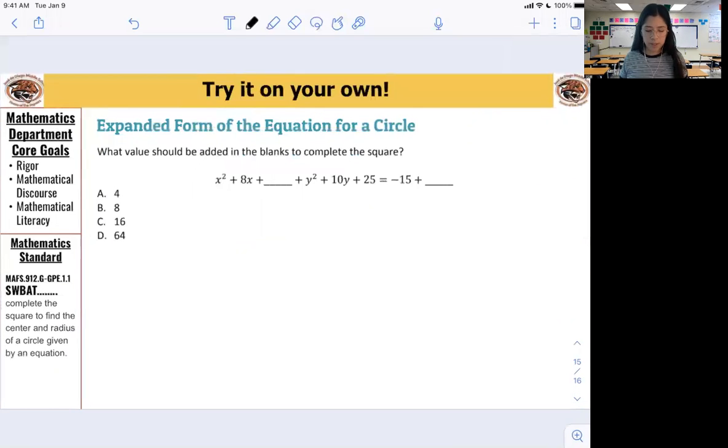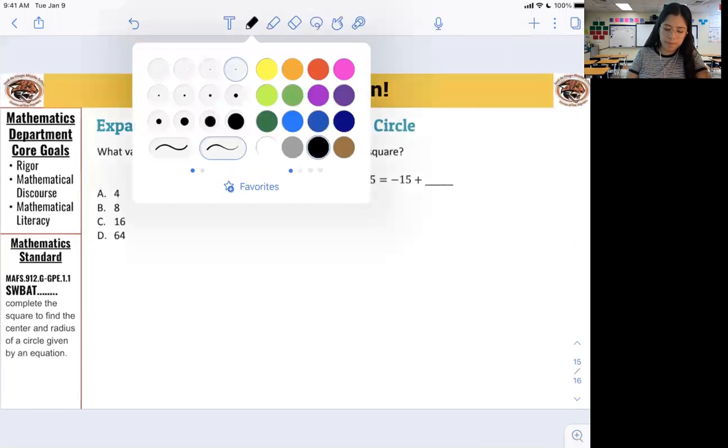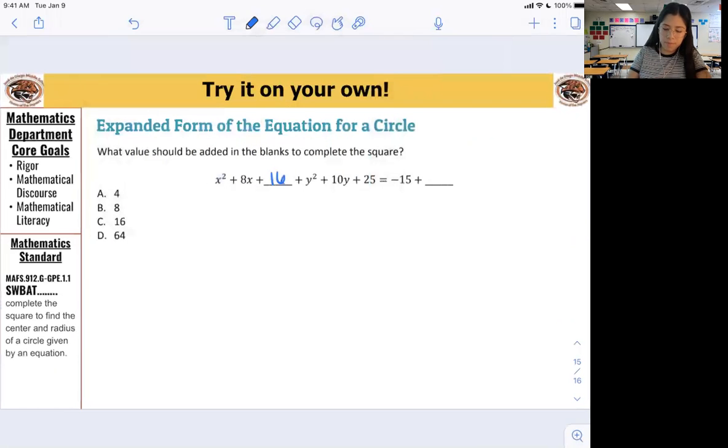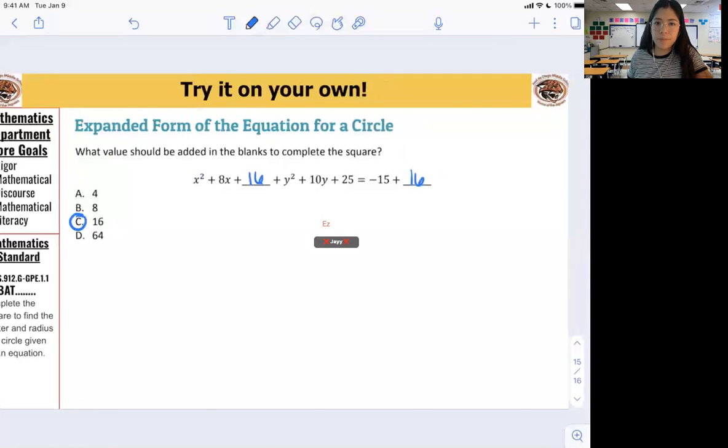So let's see. Yeah, we've got time. This one last problem. What value should be added in the blanks? This should be pretty easy. Take a look. Yeah. 16. So answer choice C. I feel like that question was a little too easy. Does anyone have any questions on that one? Easy.